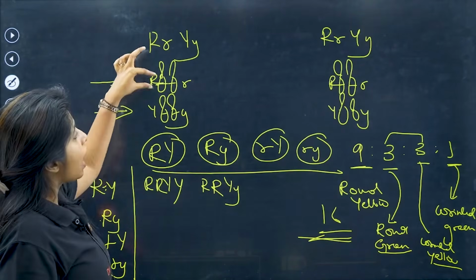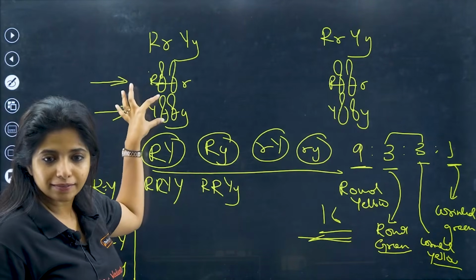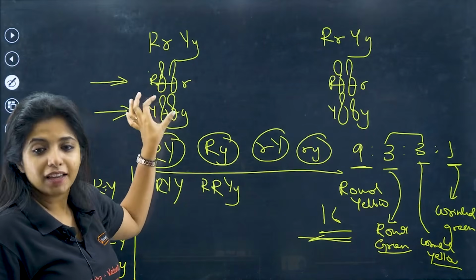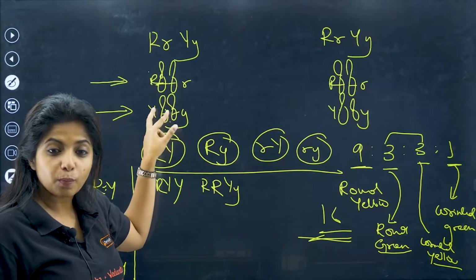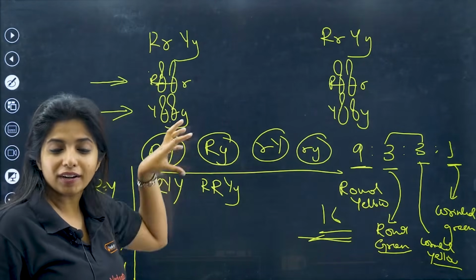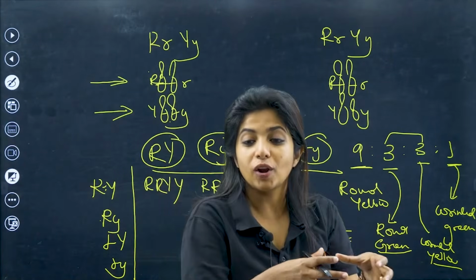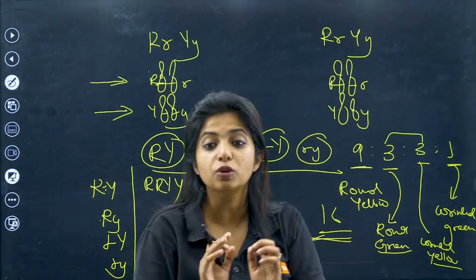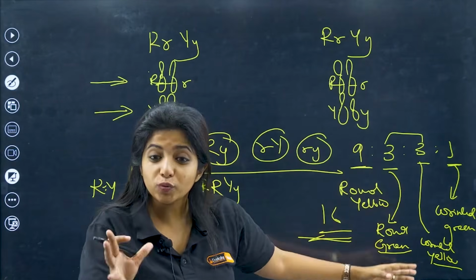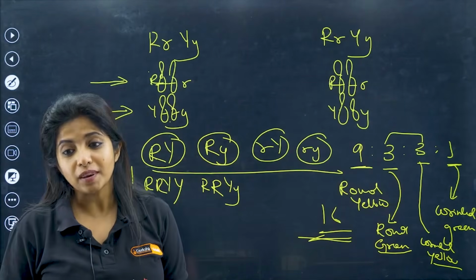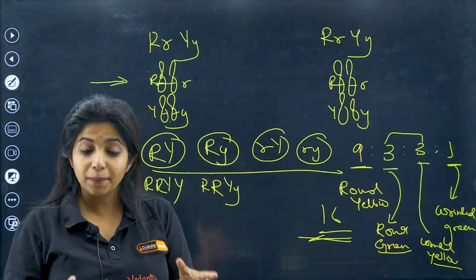It is not like capital R will only go with capital Y. Capital R can go with small y also. From this pair anyone can come, from this pair anyone can come. They are not going to assort dependently. They are going to assort independently, which is why you see new combinations. Otherwise, you would not have seen newer combinations. So, that is the law of independent assortment.